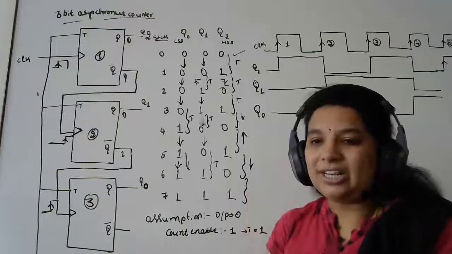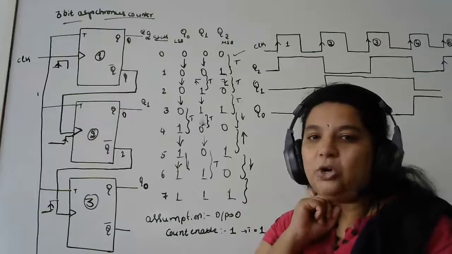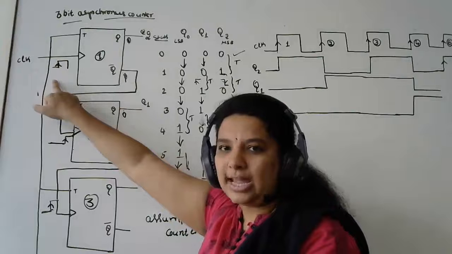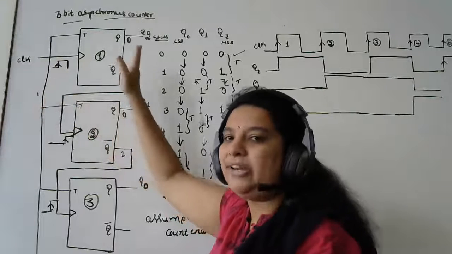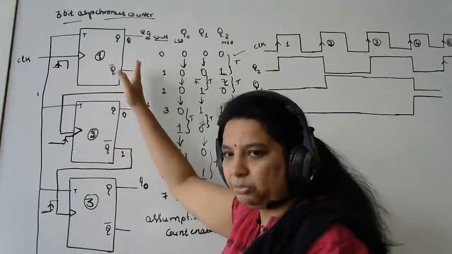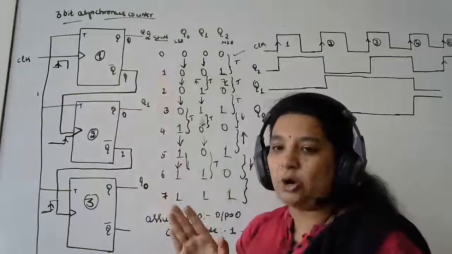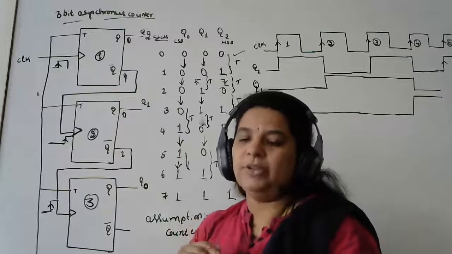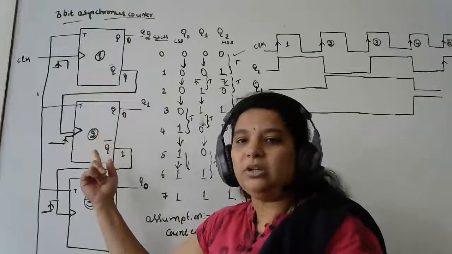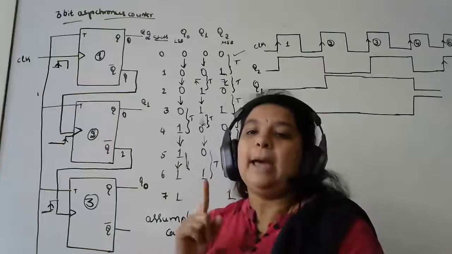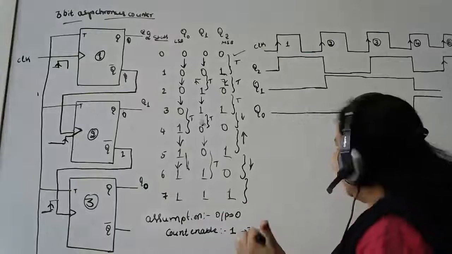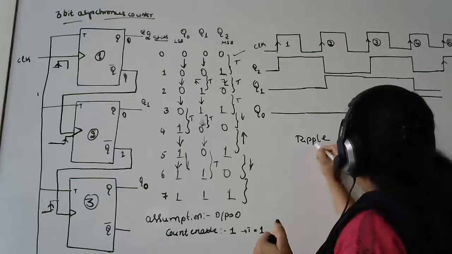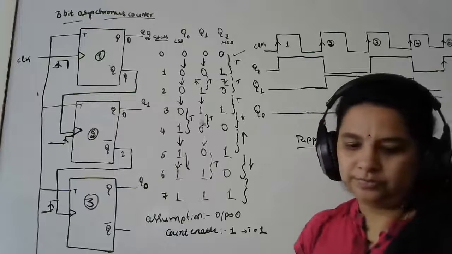Now why do I call it an asynchronous counter? It's because as soon as I apply a clock input, I have an immediate response in my output. Right? So that's why I call it an asynchronous clock input counter. Now, this counter is also called a ripple counter. Okay, so I can also call this a ripple counter. Can anyone tell me why I call this a ripple counter?